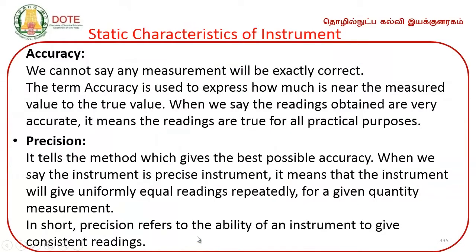So, accuracy is one of the important static characteristics of the instrument. Accuracy, we cannot say any instrument will be exactly correct, almost the instrument will have error. So, we cannot say any measurement will be exactly correct. The term accuracy is used to express how much is near the measured value to the true value. So, the value we measure using an instrument, actually how much it is close to the true value. So, accuracy is the closeness to the true value.